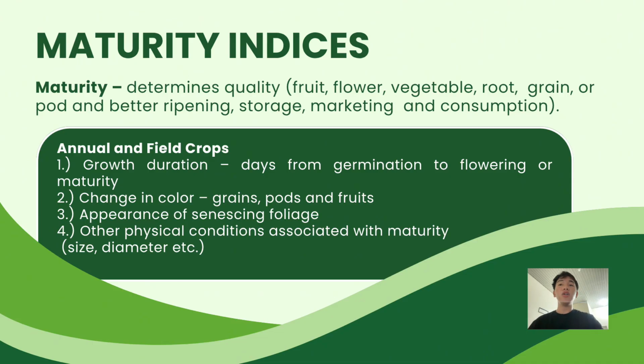So also, in maturity indices, of course, there is maturity. So, what is maturity? Maturity determines the quality of the fruit, flower, vegetable, roots, grain, or pod and better ripening, storage, marketing, and consumption.